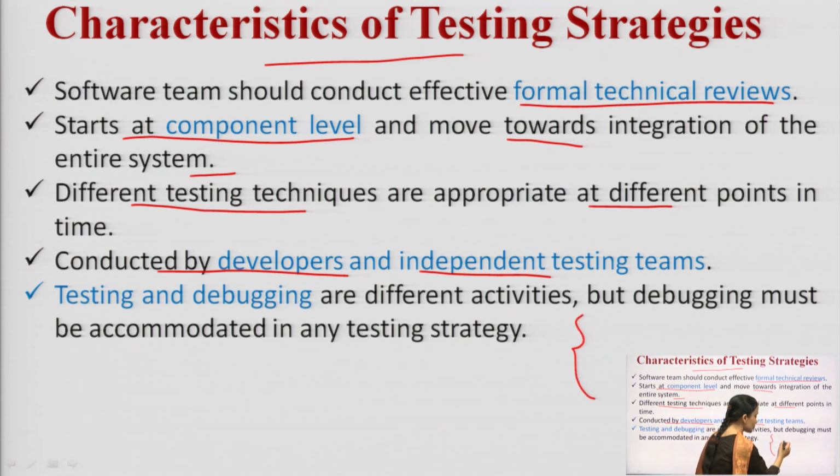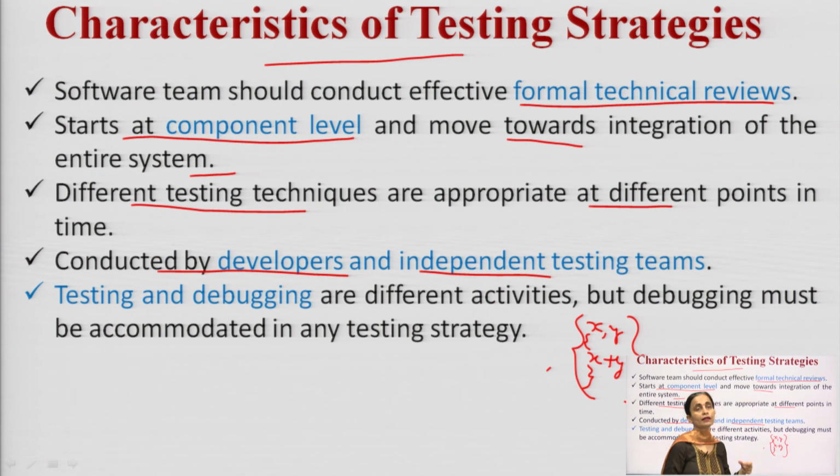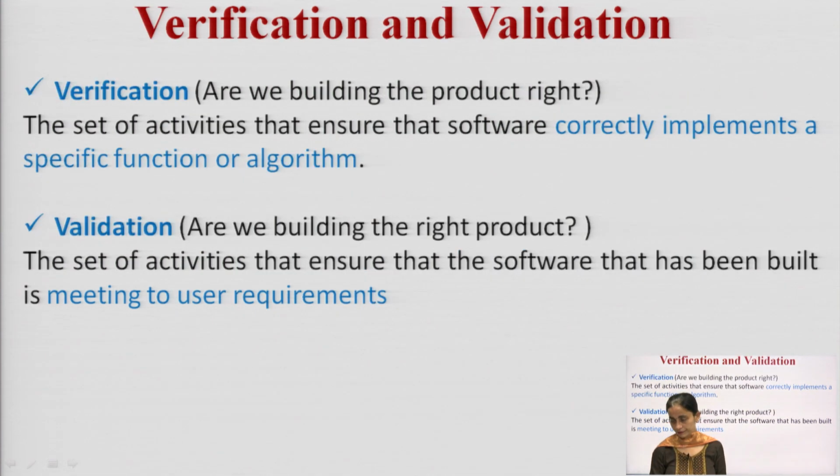Suppose these are the lines of code that I have written for some software: x and y I have defined, and then I am doing x plus y for i equal to 1 to 10. Whether it is giving the correct result, checking for various kinds of inputs, that is debugging. Debugging tells us at which line of code I am getting the incorrect result, and then I can change it and it can be corrected further.